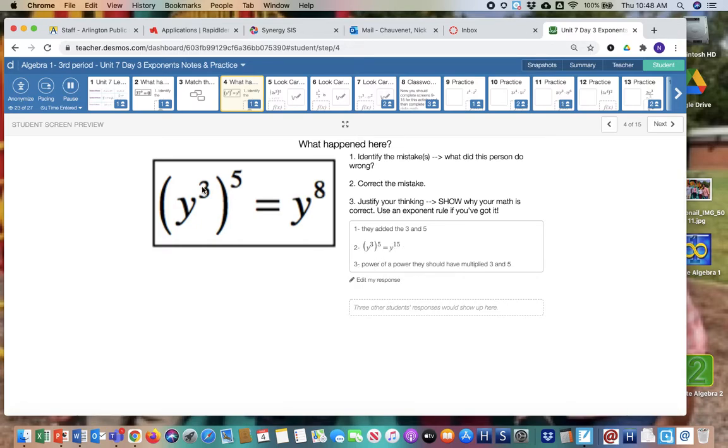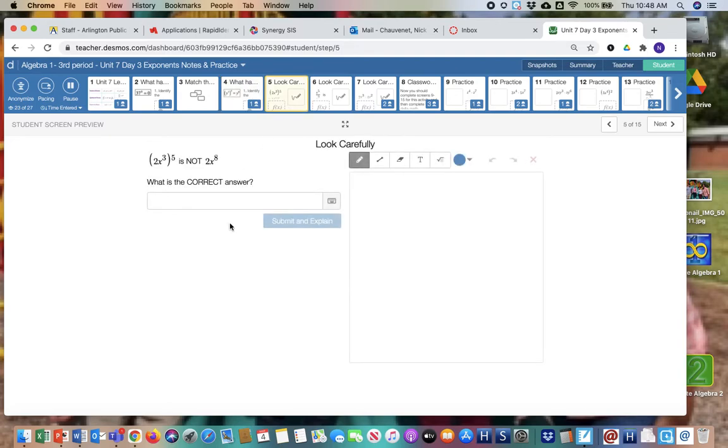Well, because this is what we call power of a power, so an exponent to an exponent. And when you have a power of a power, you should have multiplied. So you do 3 times 5. Okay. So let's look forward from there. So here we have 2x to the 3rd to the 5th is not 2x to the 8th.